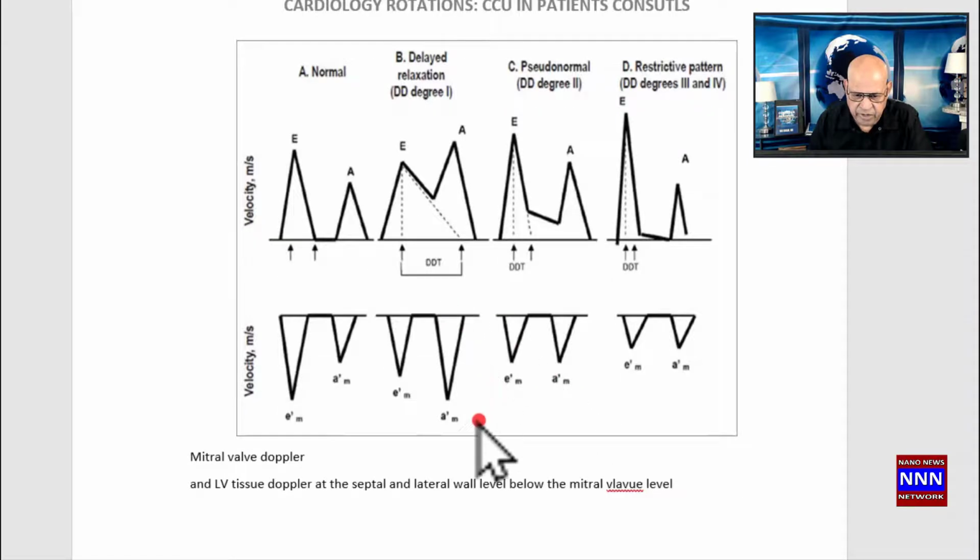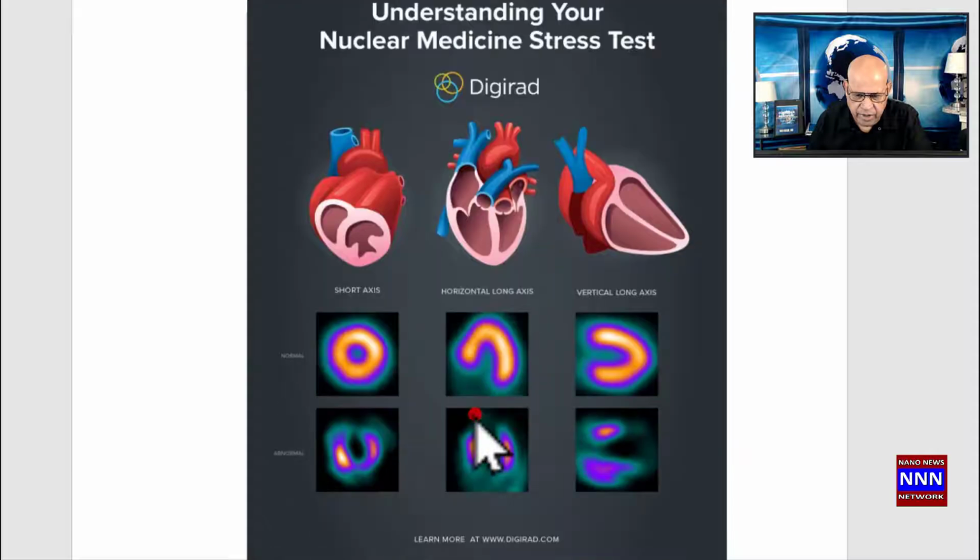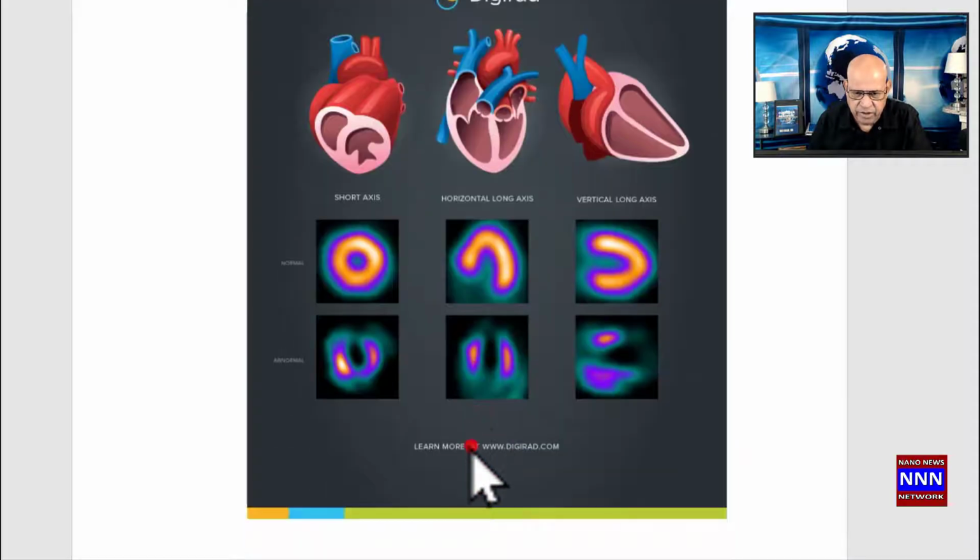I'll come back to diastolic function. From a nuclear perspective, nuclear scans are done a little differently because we inject an isotope which is picked up by the myocardium and which lights up like this, and then we take the images in multiple angles and reconstruct these images so that they match what we see on the echocardiogram.